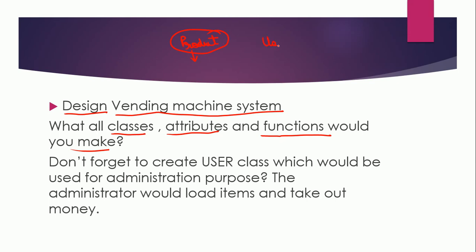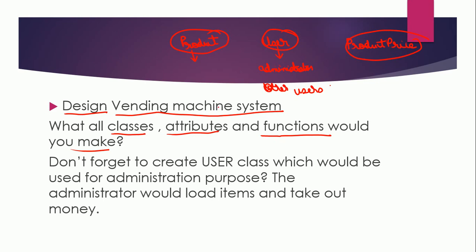Then there would be one important user class. Don't forget to mention it. This user class is important because there would be one administrator who will take out the money and fill the products also, and there would be other users who would be consumers of this vending machine. And if you are having product here, then you can have some other class also, a product price class, which would tell the price of the product. Or if you want to mention the price in product only, then that would also work.